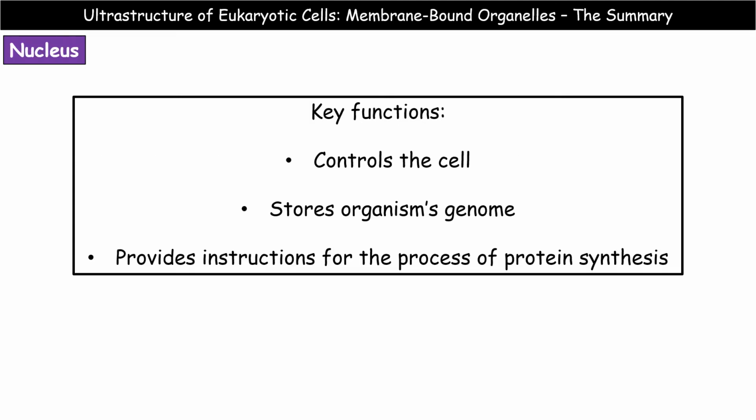Let's get stuck in then with the specific membrane-bound organelles that we're going to look at. And number one on our list is the nucleus. I'm hoping that from our earlier studies we do know that the nucleus has three key functions really. First one is it controls the cell, so it controls all the activities within the cell. Secondly, that's where the organism's genome, and remember the genome is the full genetic code of the organism, is stored. And it's going to provide those instructions that are necessary for the process of protein synthesis. So those are our three key features of what the nucleus actually does.